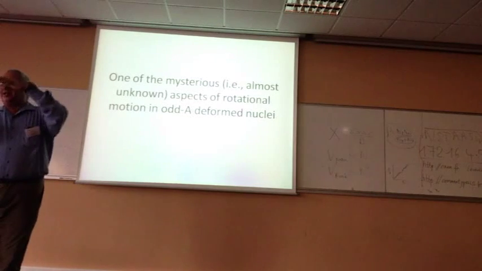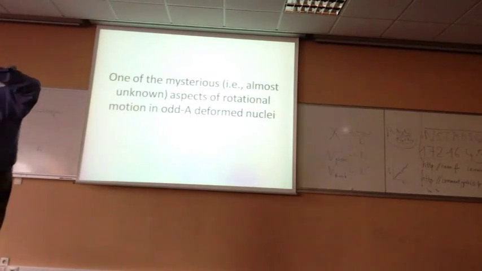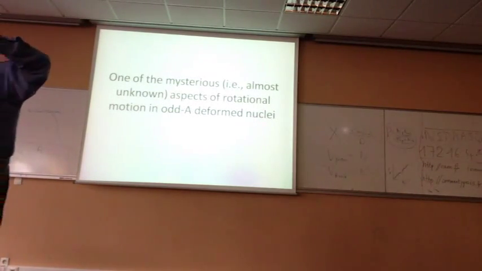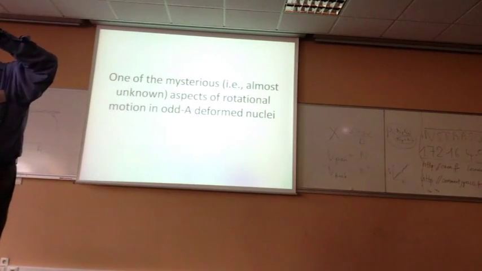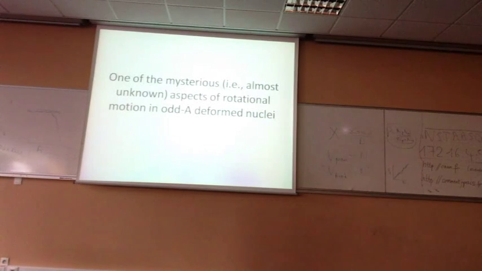So that's a rotational nucleus, rotating faster and faster as you go up the rotational band, right? Wrong. No, it is symmetry axis. So I want to show you why that picture is completely wrong in an odd mass nucleus.